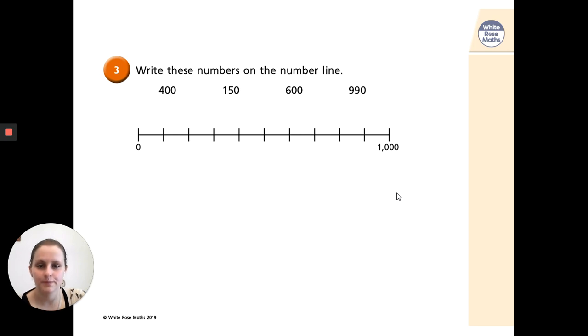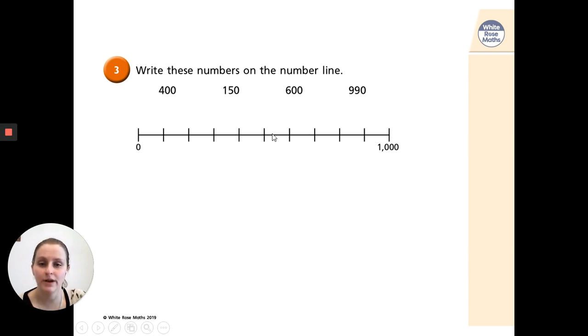Okay, number 3. So write these numbers on the number line. Now, if we have a look, we've got 1, 2, 3, 4, 5, 6, 7, 8, 9, 10. Now think what each of these lines, what each increment is going to be worth. So you might even want to draw this number line and label those different lines, those little increments. You want to label those first and then think, right, now that I've labelled those, I can comfortably and confidently put these where they should go.